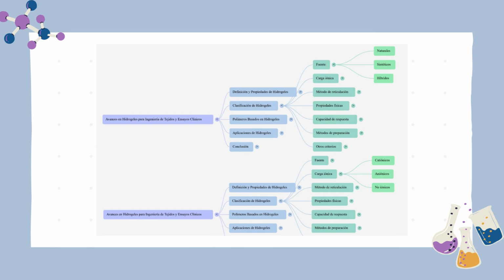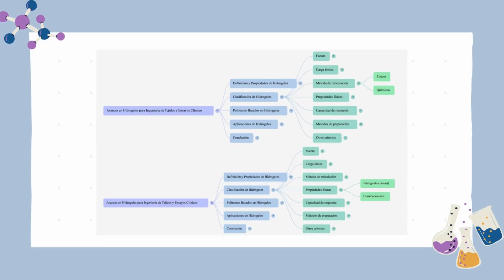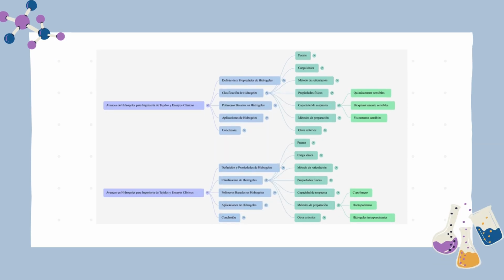For example, depending on their source, they can be natural, synthetic, or hybrid. Depending on their ionic charge, they can be classified as cationic, anionic, or nonionic. They also differ according to the cross-linking method, which can be physical or chemical. By their physical properties, we find smart or conventional hydrogels, and according to their responsiveness, which can be chemical, biochemical, or physical.